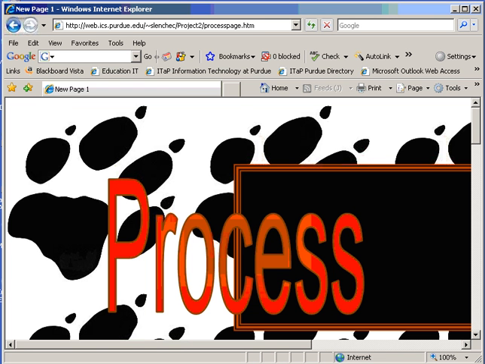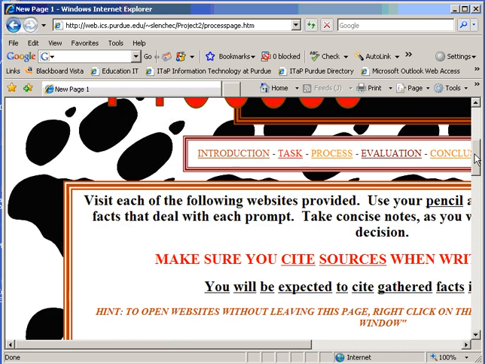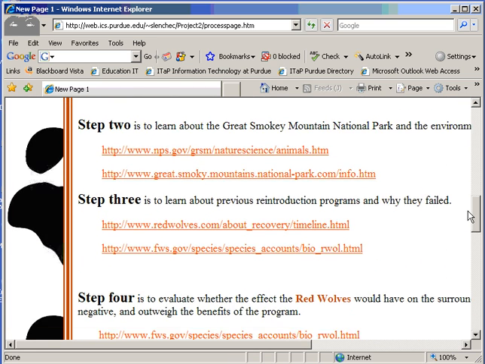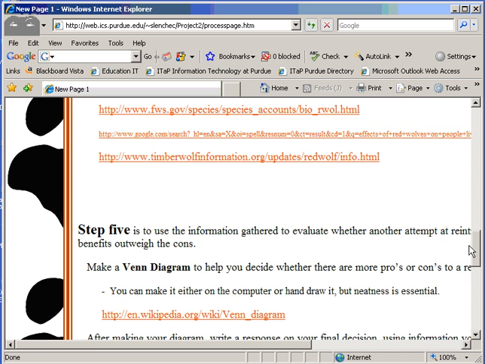The process page is where you are going to walk your students step by step to complete the task. Here, you're going to provide to your students all the links, all the handouts, and all the information that they need to complete all the activities. Don't send your students to a different page to find the links. That is not a good idea.